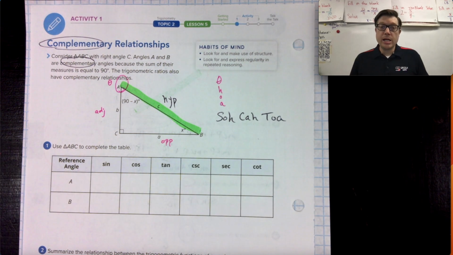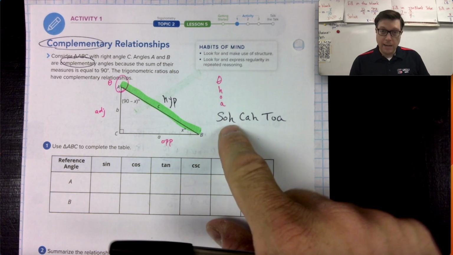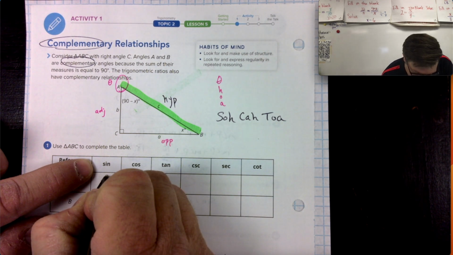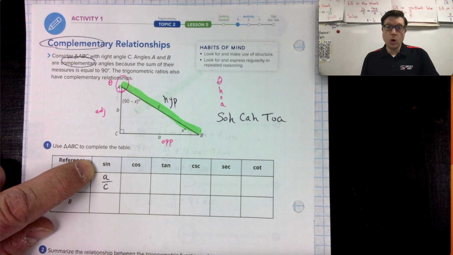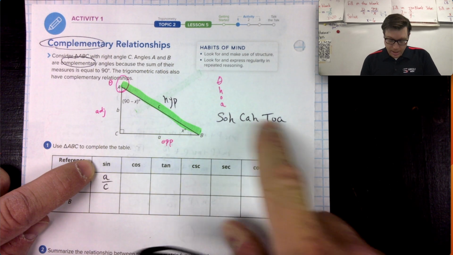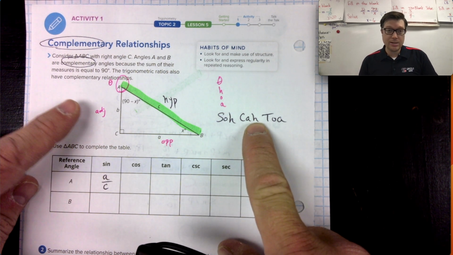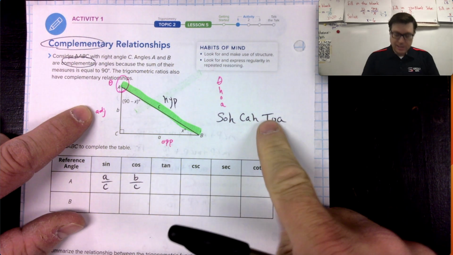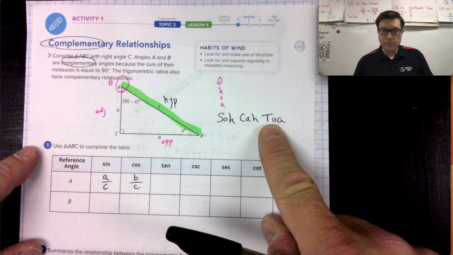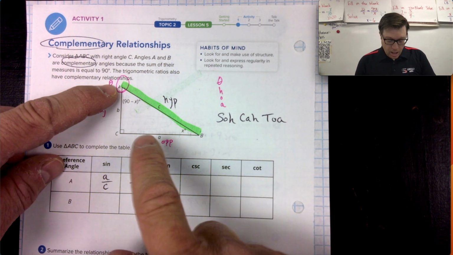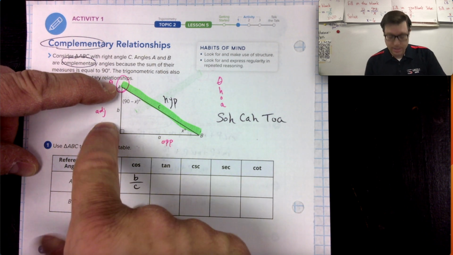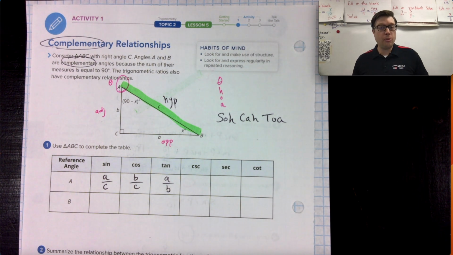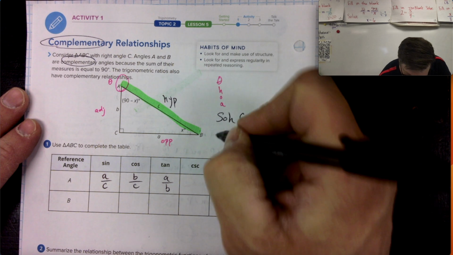SOH CAH TOA. Sine is the opposite side divided by the hypotenuse, which means sine is A over C. Cosine from angle A is going to be the adjacent side, B, divided by the hypotenuse. And then tangent. Tangent is the opposite over adjacent. So from angle A, the opposite side, and then the adjacent side. We've explored all of that in lessons 2, 3, and 4. In fact, we've also explored CAH.